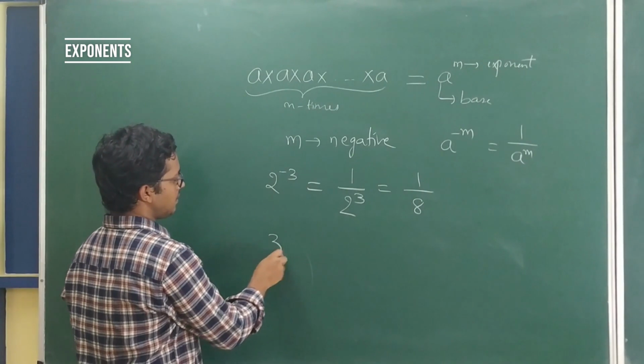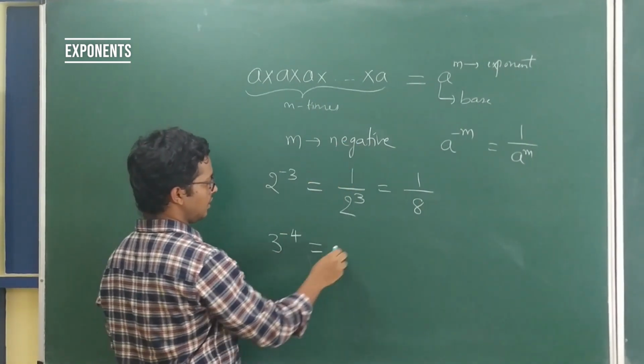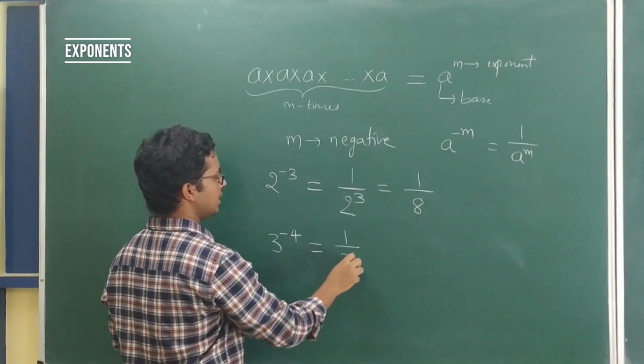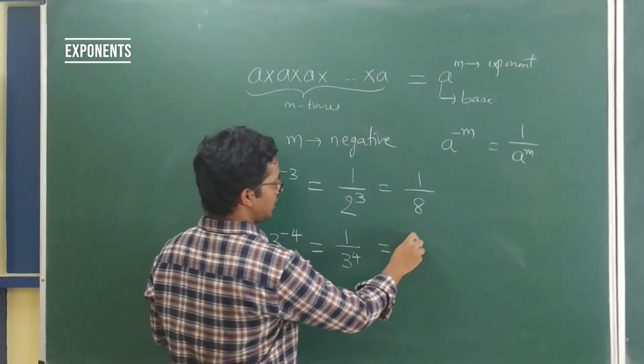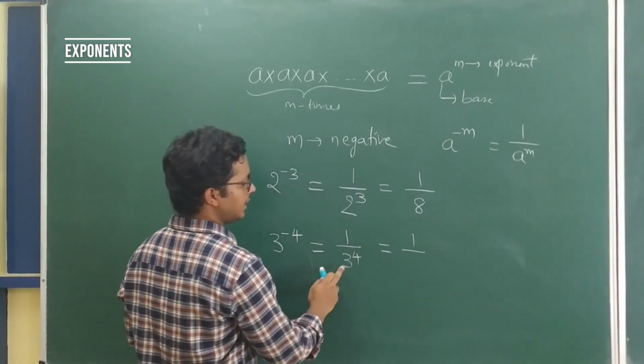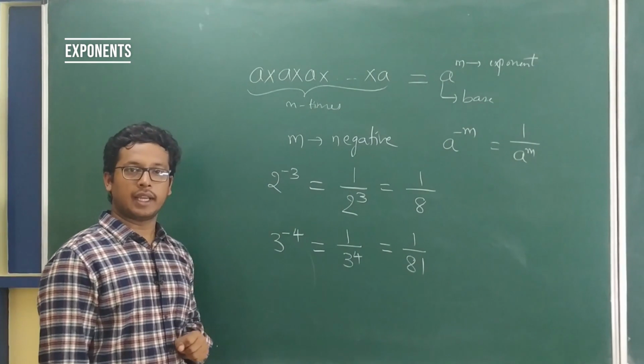Let's take for example 3 raised to minus 4. By that law, we can write it as 1 by 3 raised to 4. So 1 by 3 raised to 4 will be 1 by 3 into 3 into 3 into 3. So this will be 1 by 81.